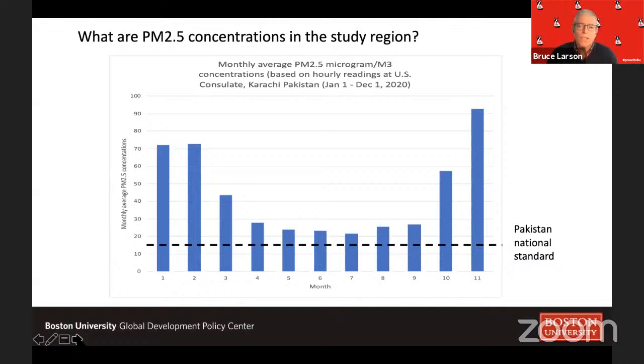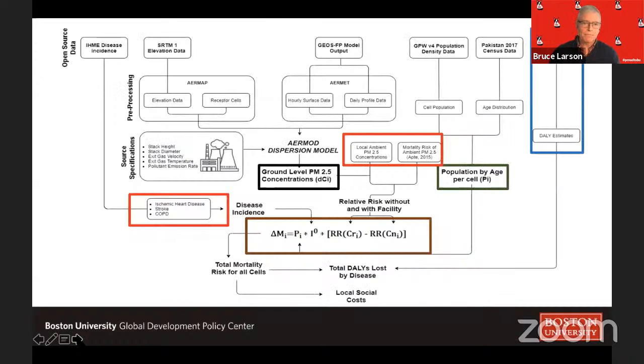For reference, the Pakistan National Ambient Standard for PM2.5 is 15, that dashed black line. So Karachi itself is, at least in this station reading, persistently above national standards.